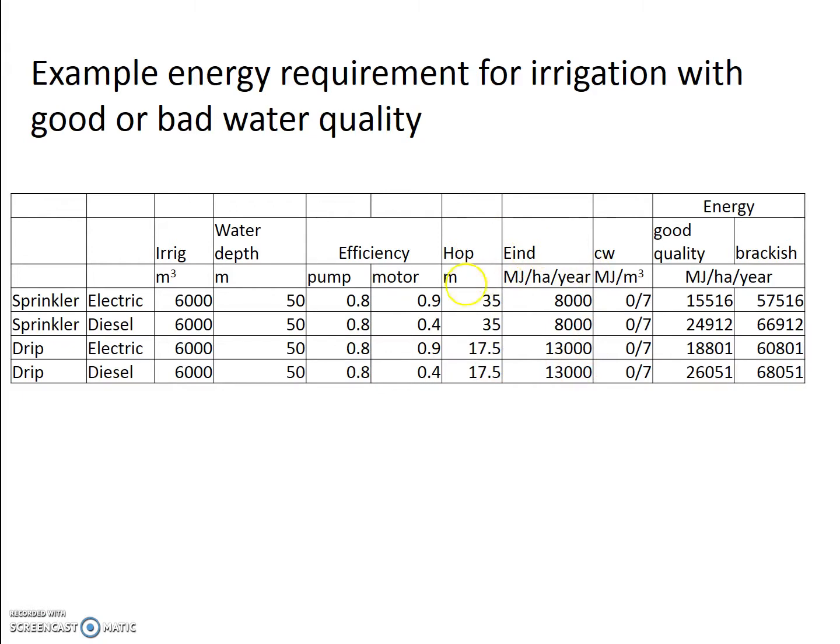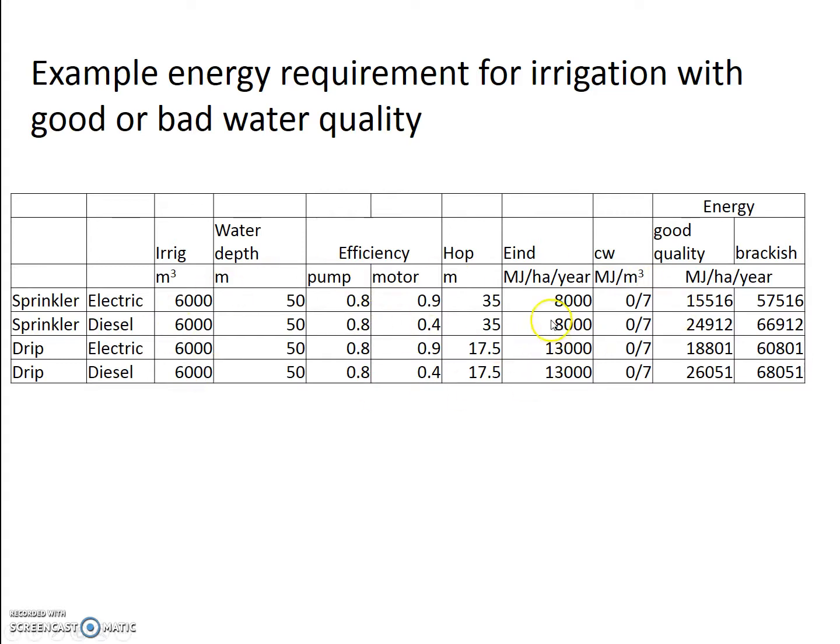The indirect energy requirement for sprinkler has been assumed at 8,000, while for drip it has been assumed at 13,000. And here we have a coefficient that is the energy required for processing the water. For good quality water, this value would be 0, but for brackish water, a mean value of 7 megajoules per cubic meter has been assumed.